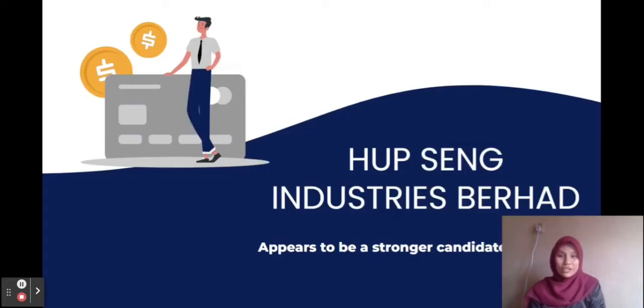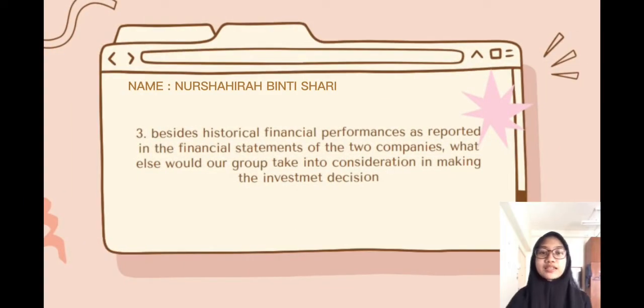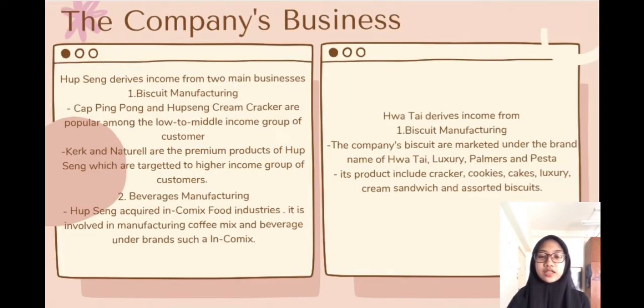So, seeing all the ratios and comparing both companies, we as a team have concluded that Seng Industries Berhad appears to be a stronger candidate financially than Huatai Industries Berhad. The company's business is one of the factors that our group takes into consideration in making the investment decision in both companies. Seng derives income from two main businesses.